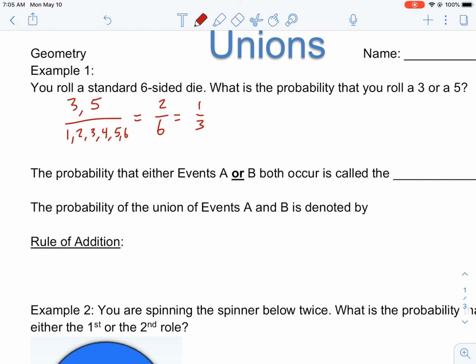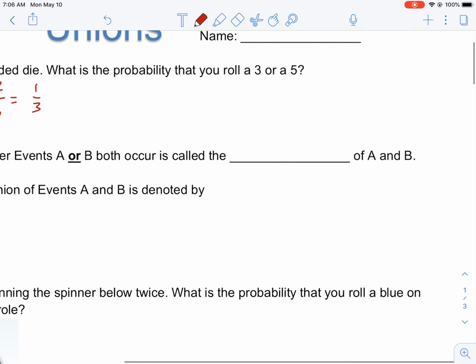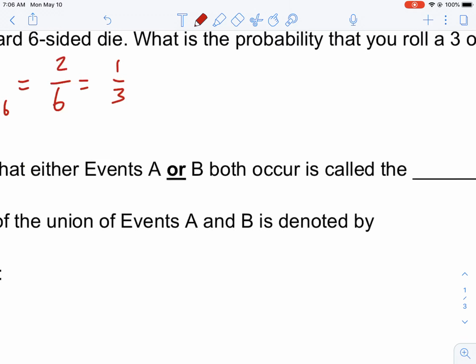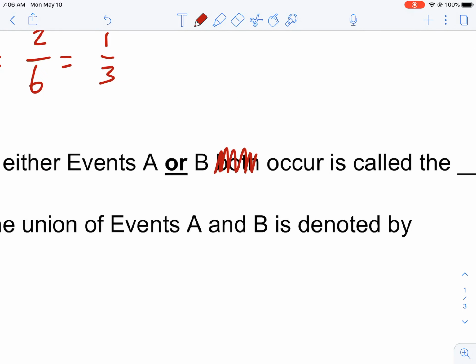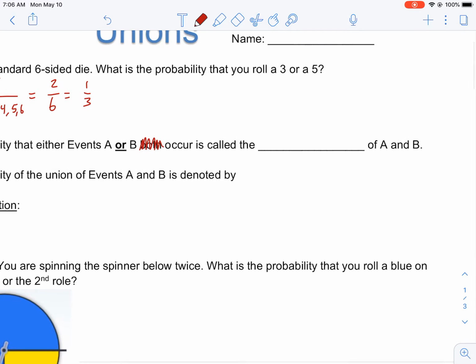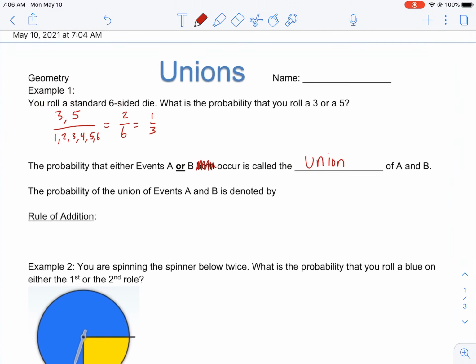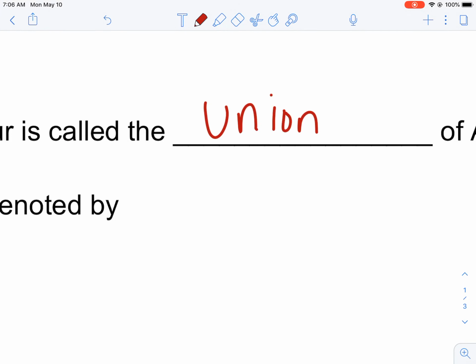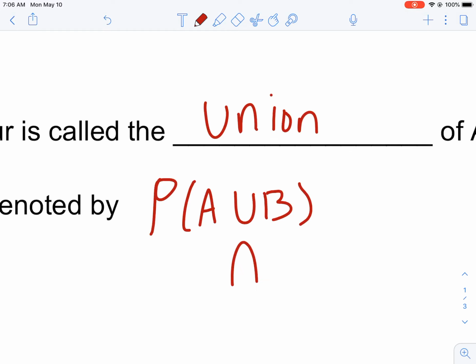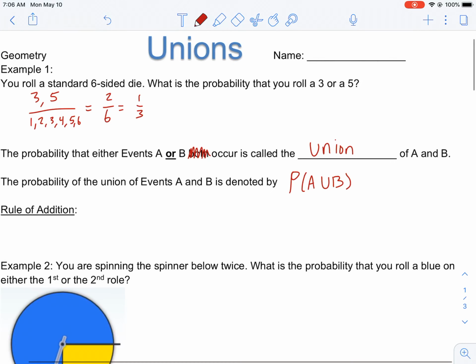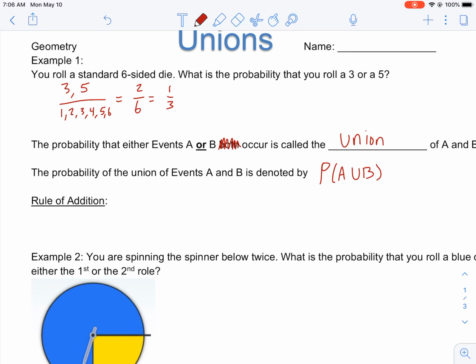So the probability that events A or B occur is called the union of A and B. And this is denoted by what we are going to be calling the union symbol, and that is just a U. The intersection symbol was an upside down U. The union symbol is a U, and the way that you can remember it is because union starts with U. And that brings us to the rule of addition.